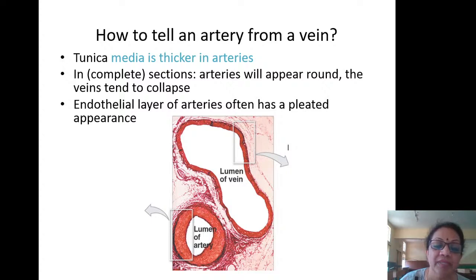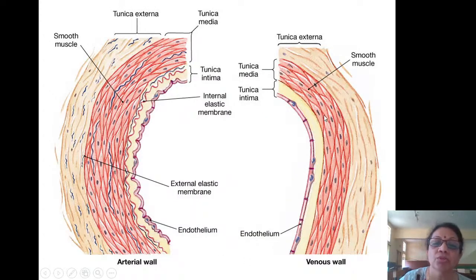The endothelial layer has a pleated appearance. I don't know if you can make out that it's a little bit of a zigzag kind of appearance. We'll see in a higher power. So the artery will have a little wavy appearance of the endothelium. The innermost layer is called the endothelium, which is simple squamous epithelium lining the lumen, whereas the endothelium of a vein will be smooth, with intercellular junctions with each other, no wavy appearance.